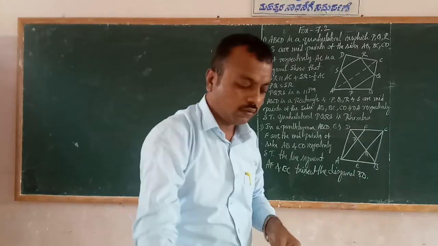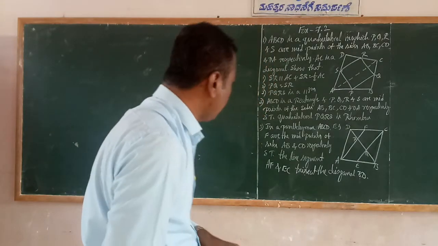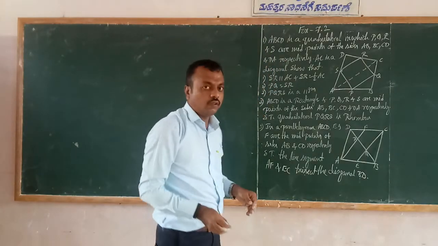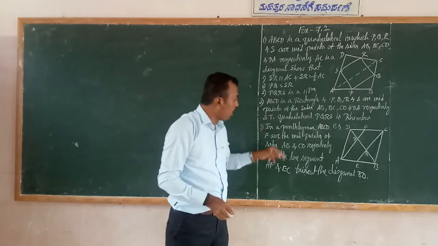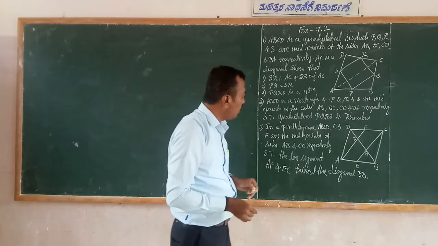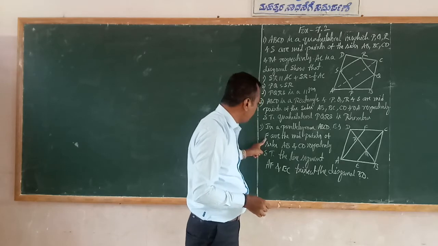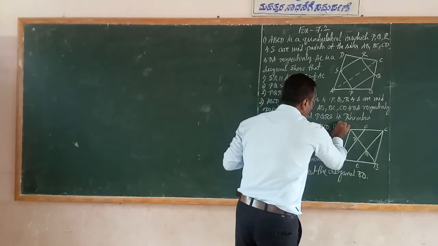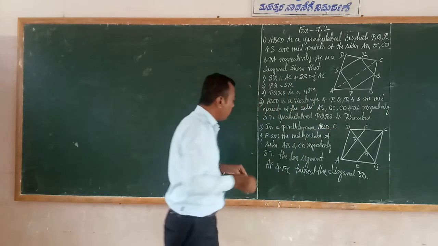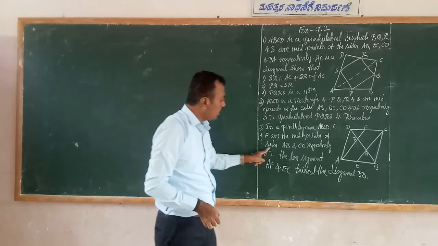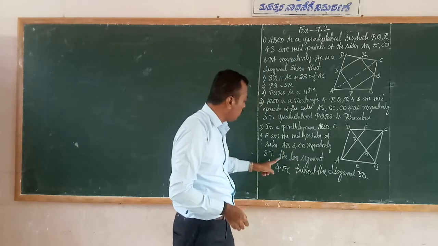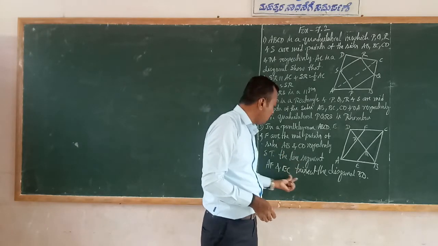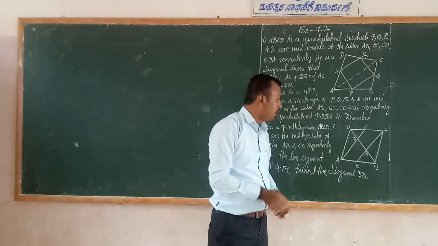Next, fifth question. So, what is the fifth question? The remaining questions you have to solve on your own, okay? In a parallelogram ABCD, E and F are the midpoints of sides AB and CD respectively. Show that the line segments AF and EC trisect the diagonal BD.